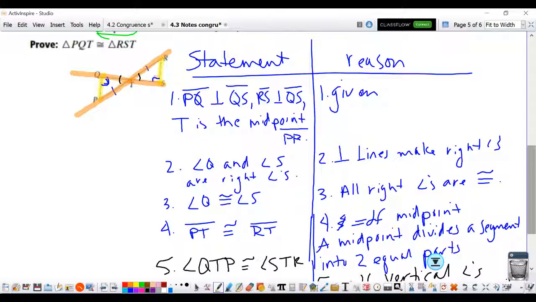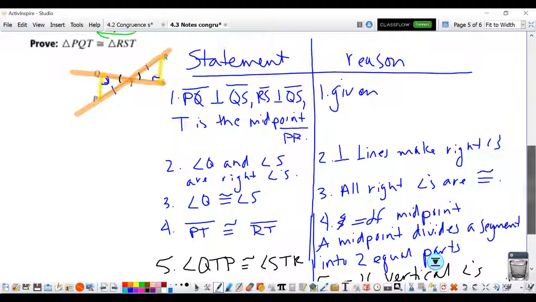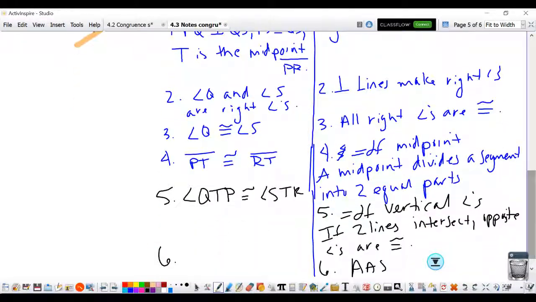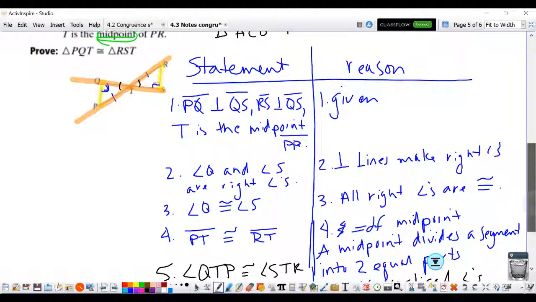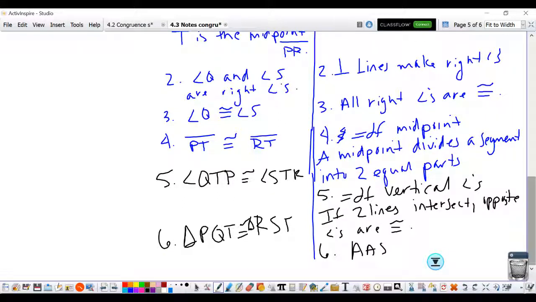And now let's see, we have two pairs of angles that are congruent and a non-included side. So, can we have a shortcut or do we have to keep working? Oh, angle, angle, side. So we can say that the two triangles are congruent by angle, angle, side. Woohoo! So triangle PQT is congruent to triangle RST. Oops, forgot my triangle, that's important. By angle, angle, side.